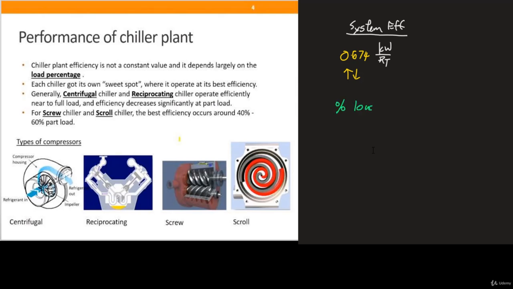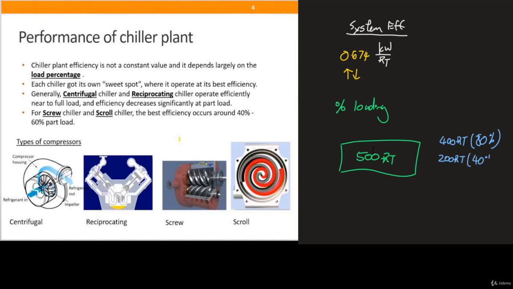What do we mean by percentage loading? For example, your chiller capacity is 500 ton. If your chiller capacity is 500 ton and is actually providing around 400 tons of cooling, that means your chiller is operating at 80% of its full load capacity. And if it's operating at 200 tons only, it's operating at 40%. So when the percentage changes, it will affect your efficiency as well.